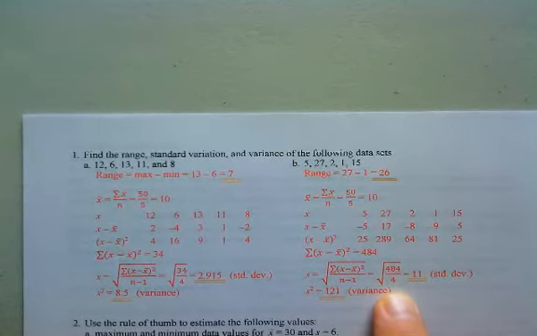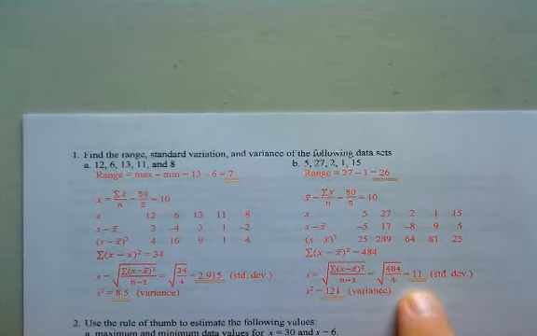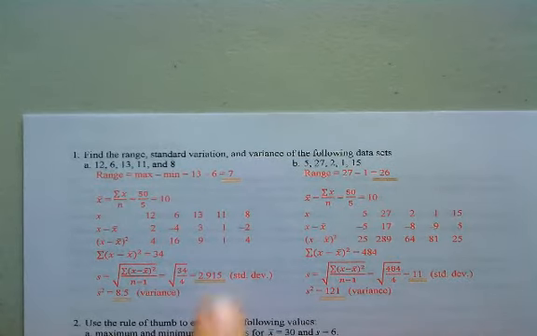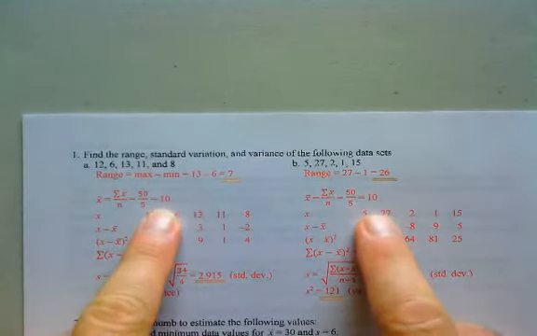484 divided by 4 is 121. Square root of 121 is 11, so our standard deviation is 11. And then here, 11 squared, or 484 divided by 4, our variance is 121. So basically, in the first data set, we had a standard deviation of about 2.9. Here we have a standard deviation of 11. They both had the same mean.